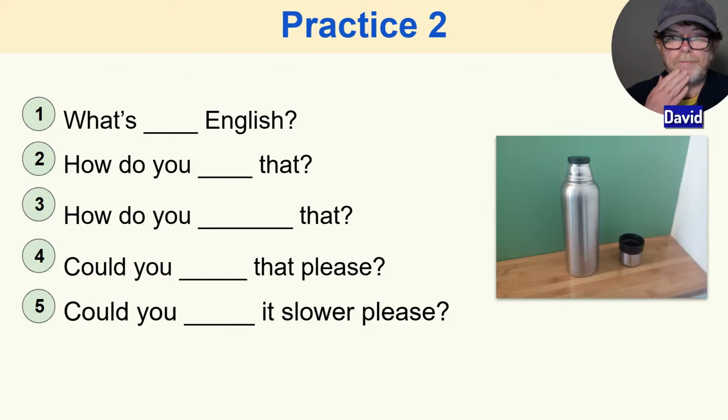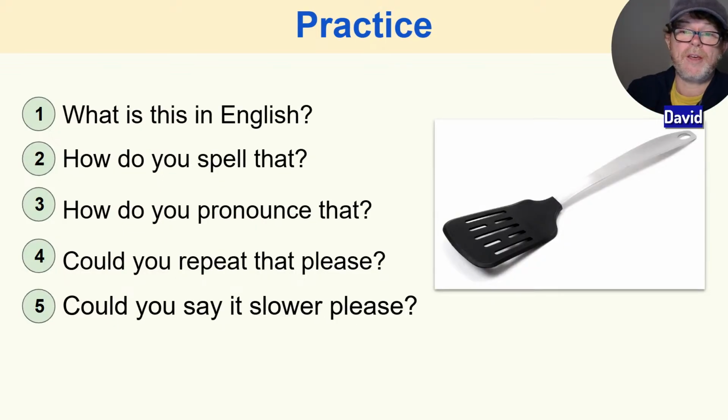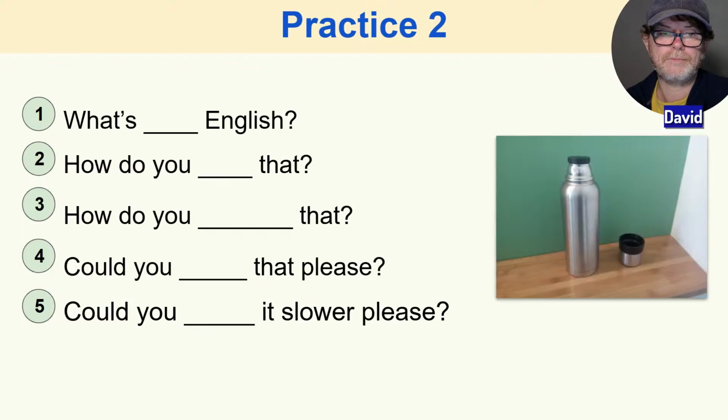Okay. So we can ask those questions, for example, about this object. You know, what's this in English? This is a spatula. How do you spell that? How do you pronounce that? Could you repeat that, please? Could you say it slower, please? You could ask it about this object. Again, try and remember the question.